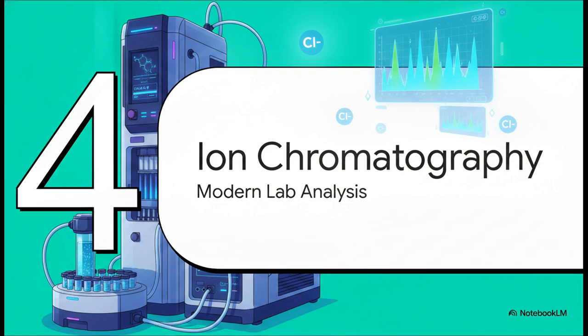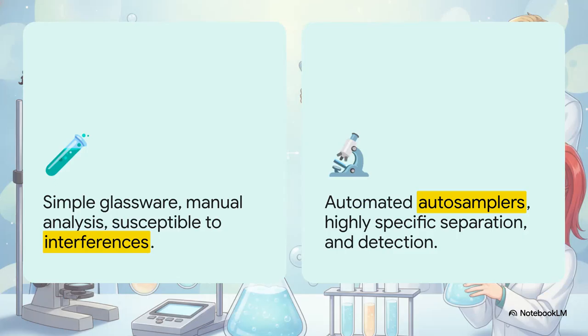Section 4. Ion chromatography, modern analysis. Okay, comparing classic titration to ion chromatography, or IC, is honestly like looking at two entirely different eras of science. Titration relies on simple glassware, manual step-by-step analysis, and, as we saw, it's pretty susceptible to interferences. Ion chromatography, on the other hand, trades that humble glassware for sophisticated suppressors, highly sensitive conductivity detectors, and automated autosamplers that are capable of processing dozens of samples completely unattended. It's a massive leap forward.